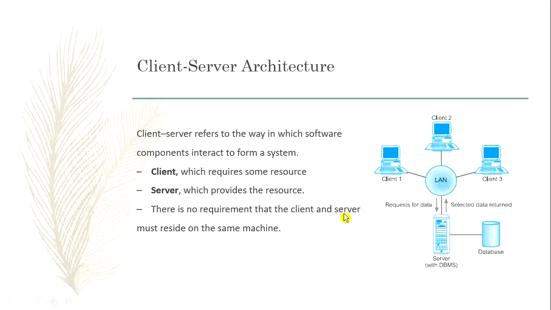There is no requirement that the client and server must reside on the same machine. They can be on different machines, and the client can access the server remotely. So here in this diagram you can see there are 3 clients, connected with the local area network, and with this network they are accessing the server with the DBMS. In the case of database systems, we designate a separate system, a server, to host the DBMS. It actually started using the processing power which is available at the user system.